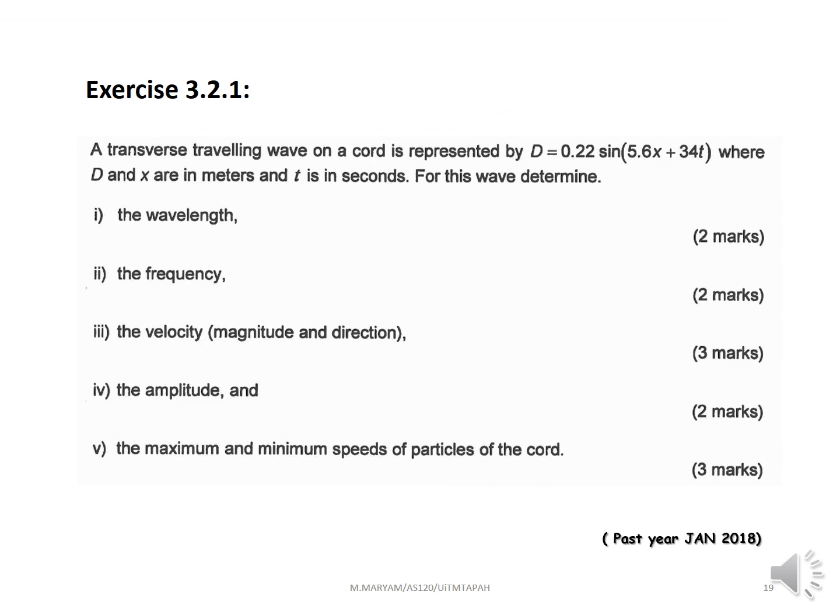Let's try another example. This one you need to solve on your own. I just give you the hint on how to solve the equation. A transverse traveling wave on a chord is represented by y equals 0.22 sine (5.6x plus 34t). So compare to the general equation, then you know what is 0.22, what is 5.6, what is 34. Positive here means that the wave is traveling to the left, where y and x are in meters and t in seconds. So for this wave, determine the wavelength.